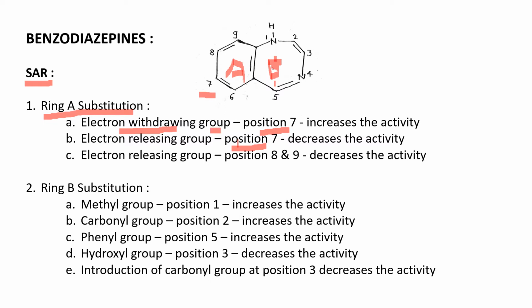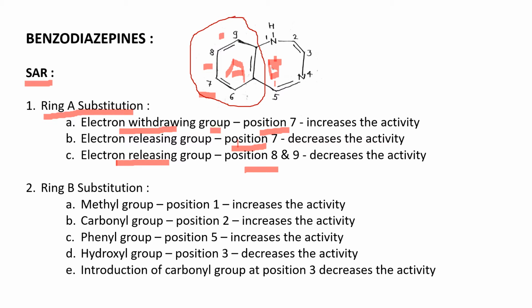In a similar way, if an electron releasing group is present at position 8 and 9, then it is going to decrease the activity. This is the structural activity relationship for ring A substitution. Ring A means this one. We have seen this part of the structural activity relationship.